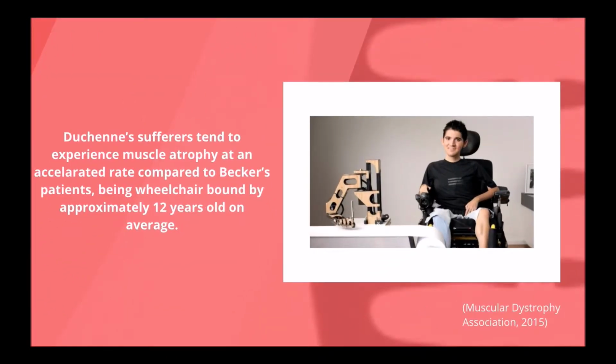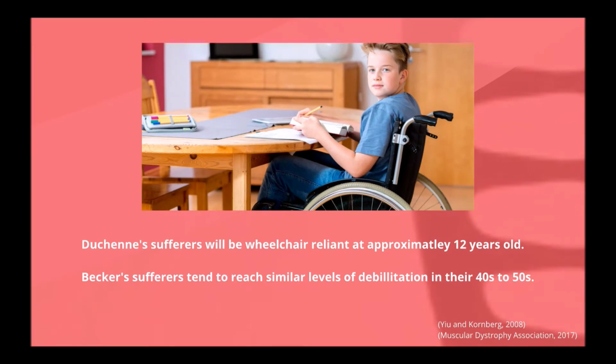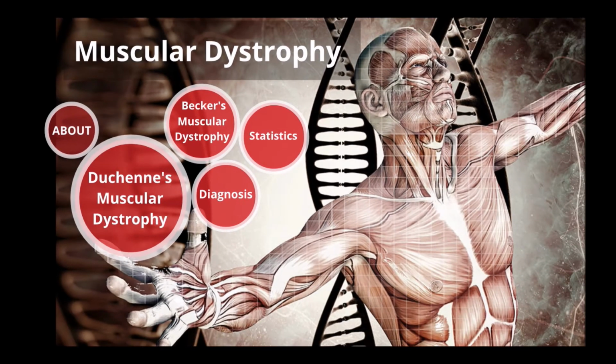Due to the pathogenesis of the condition, Duchenne sufferers tend to experience a faster progression of disease than those with Becker's, with accelerated muscle atrophy and a generally hastened manifestation of fatal complications. Duchenne sufferers tend to be debilitated to the point of wheelchair dependency by the age of 12, whereas Becker's sufferers typically experience similar levels of muscular atrophy and impairment in their 40s or 50s.